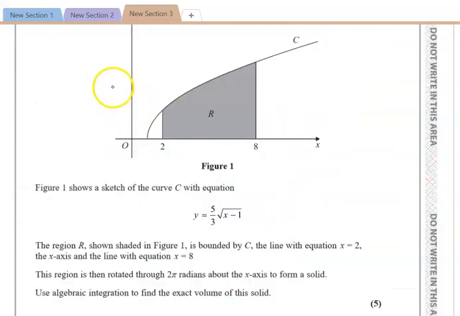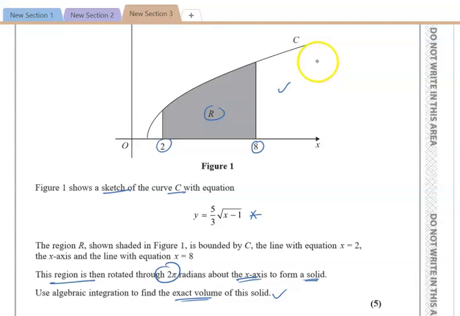So for question 2, we have a diagram here. This diagram shows the sketch of a curve C, and the curve C is given by this equation, and the region R is bounded by the curve C, the line x is equal to 2 and the line x is equal to 8. Now, this region R is rotated through 2 pi radians about the x-axis to form a solid. What the question is asking us is to find the exact volume of this solid that has been formed.